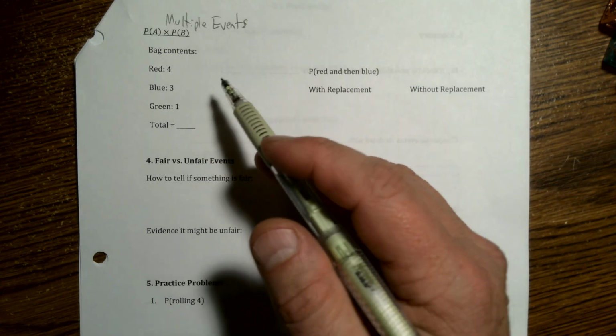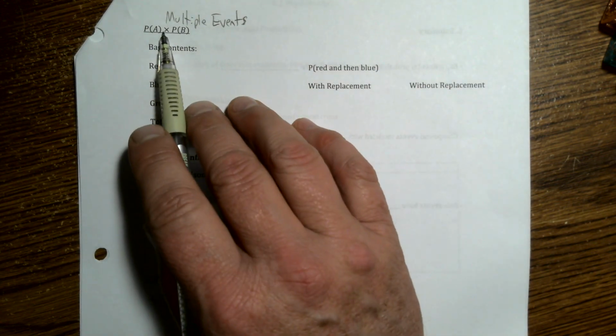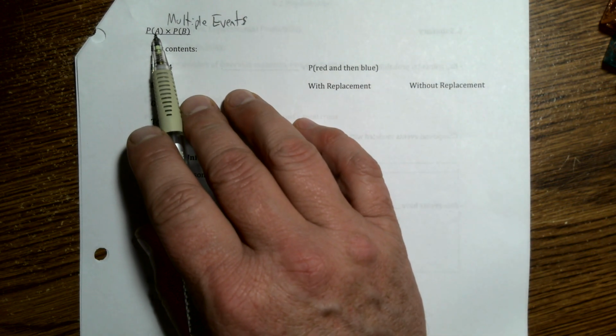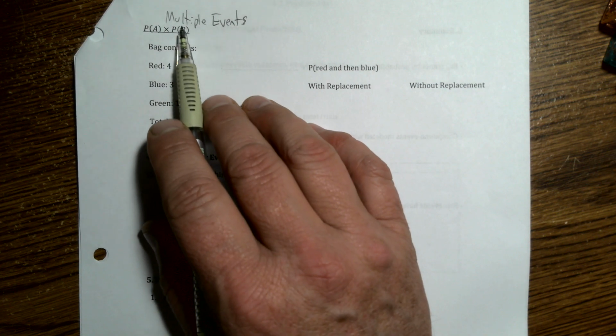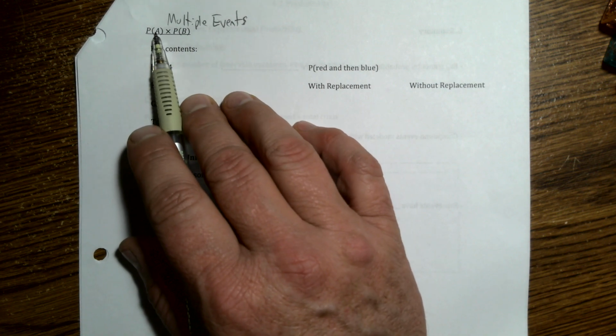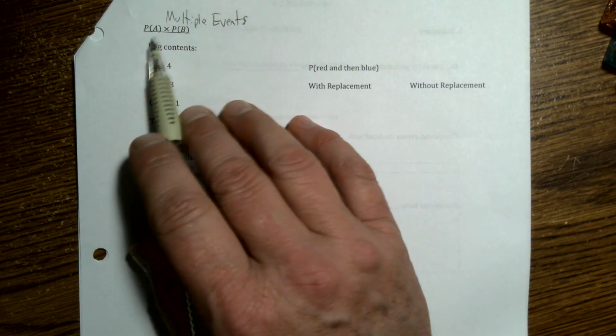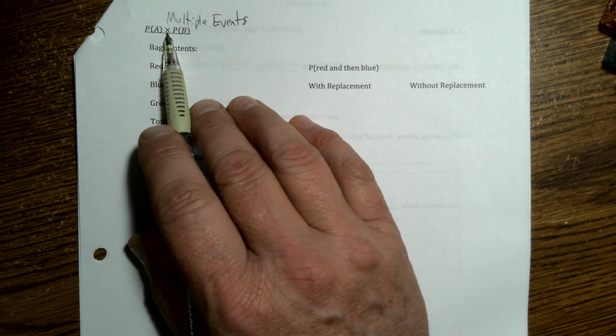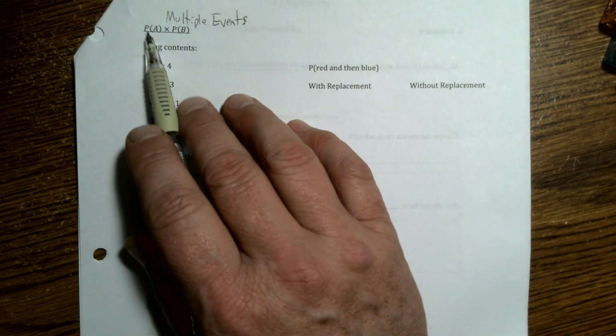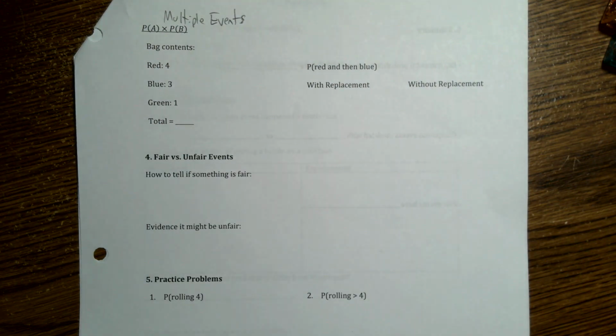So when we talk about multiple events, we have P of event A, and then P of event B. So this means probability of event A and probability of event B. We want to know the probability of both of those. When that happens, you multiply probabilities. So you find the probability of them individually, and then you multiply.